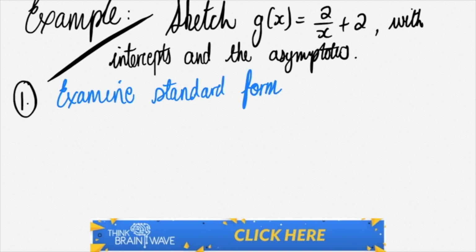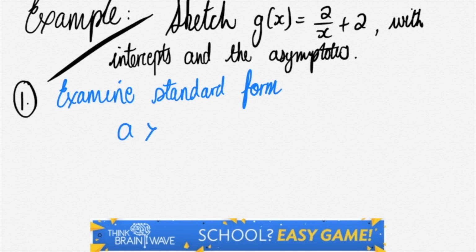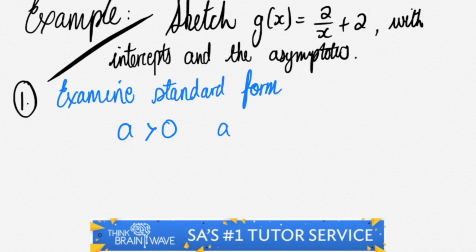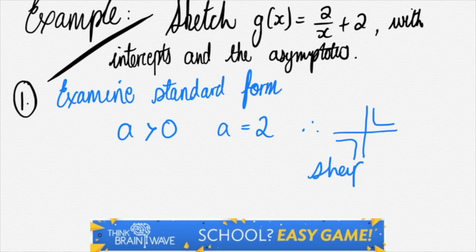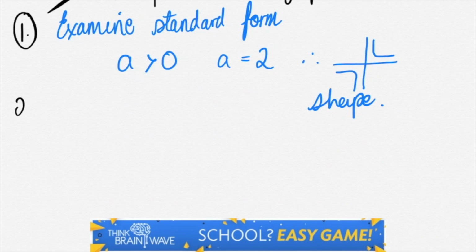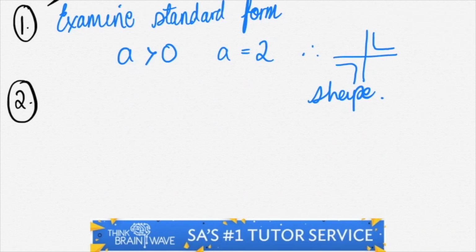So examining the standard form, we can see that you've got a positive 2 above the x, that's your a value, so it's greater than 0. So you say a is equal to 2, therefore we are sitting in the top right and bottom left, so the first and third quadrants, as positives always go in the first and third, negatives are second and fourth. Let's do our intercepts.